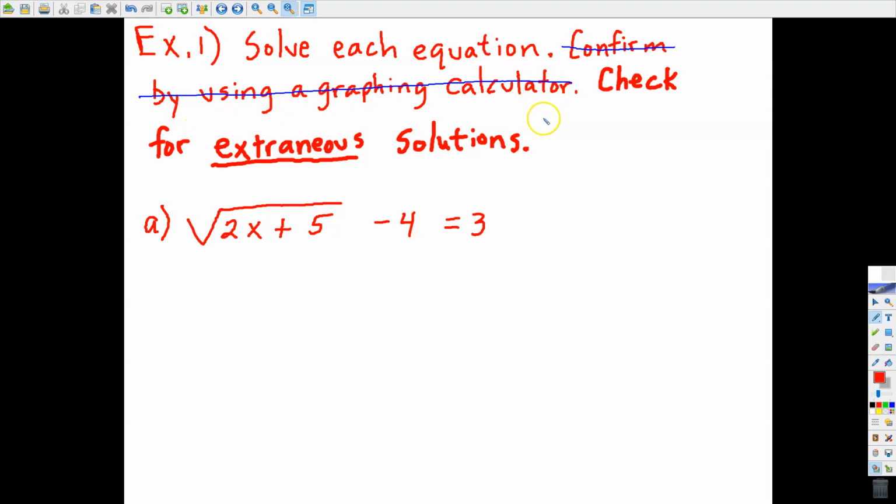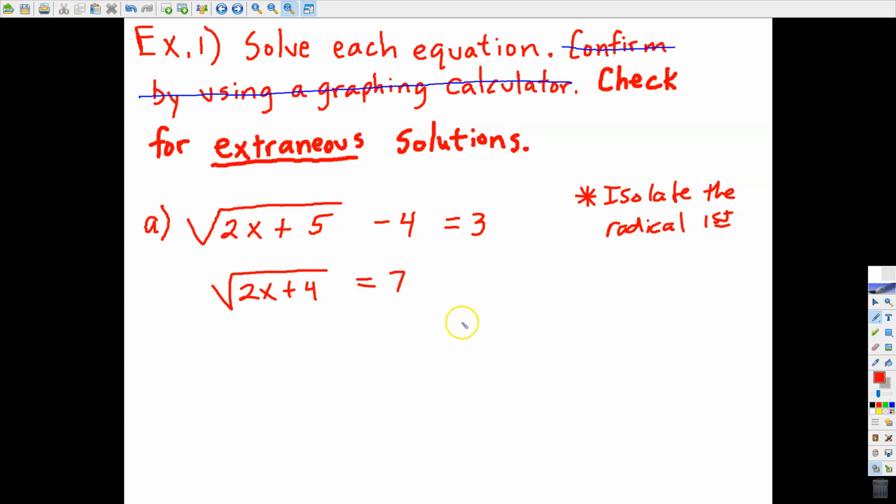We do not require a graphing calculator. But I am going to have you check, even if it's a mental check, for what we call extraneous solutions, and we'll talk about that in just a minute. For my first example here, when I'm solving this radical equation, an important first step is to always isolate the radical first. So to isolate the radical, obviously I'm going to need to add 4 to both sides.